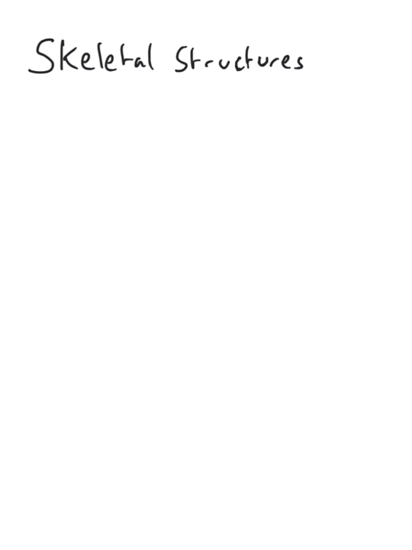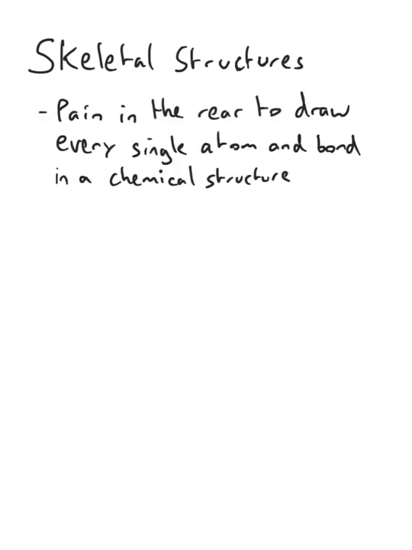This video is about skeletal structures. Now that you have drawn multiple constitutional isomers of structures with multiple atoms in them, you will have realized that it's getting pretty tedious to draw every single atom and every single bond. Luckily for us, there are several ways we can try to save time and effort. In fact, we can be very lazy.